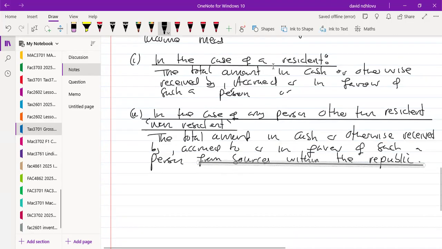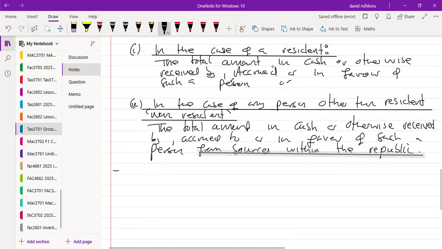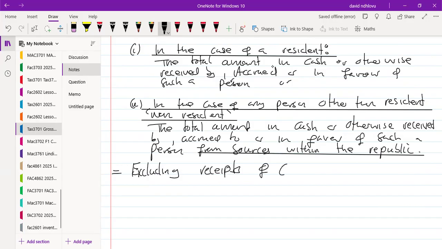Then we have the last part of the definition, which covers both a resident or a non-resident. Right. Then we say excluding receipts of a capital nature. So all income received for both resident and non-resident except receipts of a capital nature. So receipts of a capital nature will not be included in gross income.